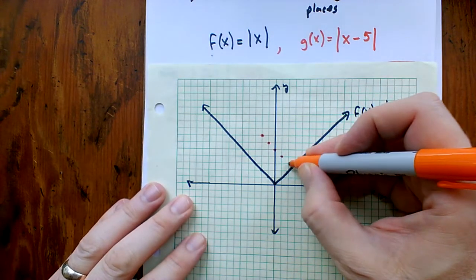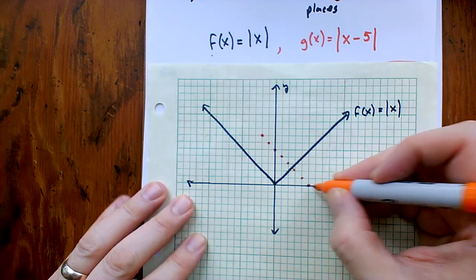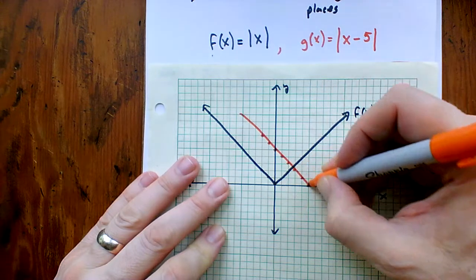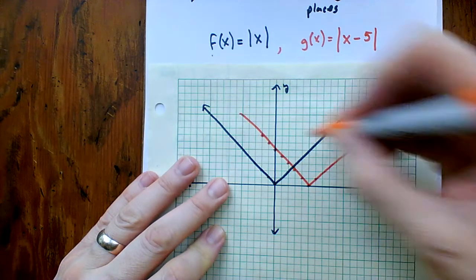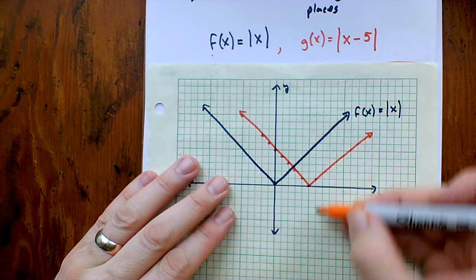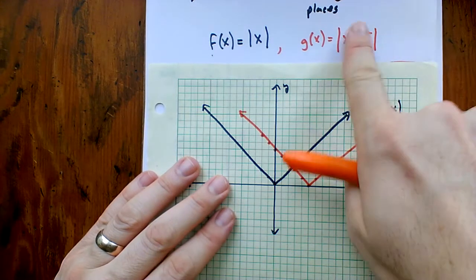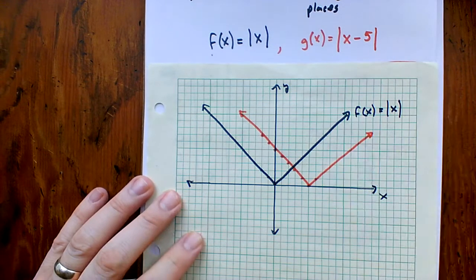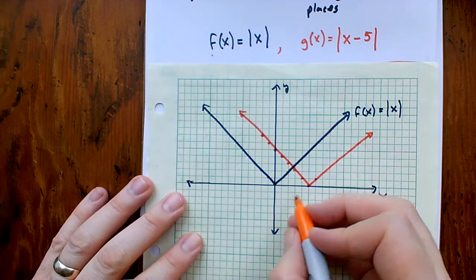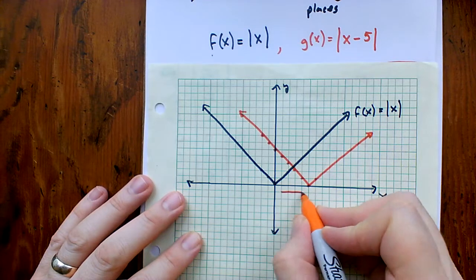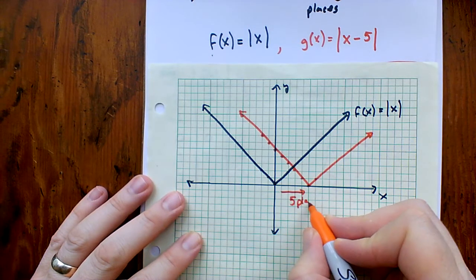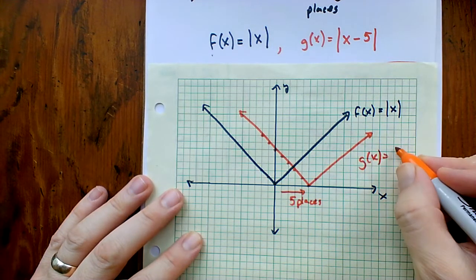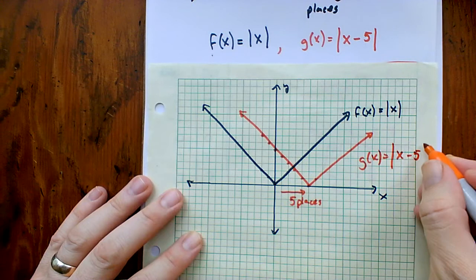And what happens when we take a look at this is all of our values get shifted. Now, we'd think that maybe it might move up or down, but I don't have anything outside of this absolute value. So I know that all of my values have got to end up being positive. And notice that all I've done is shifted this entire thing to the right 5 places. And there's that g of x equal to our absolute value of x minus 5.